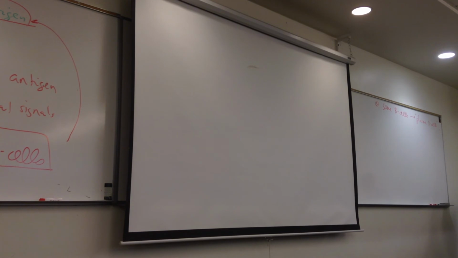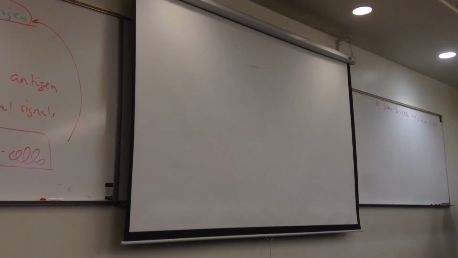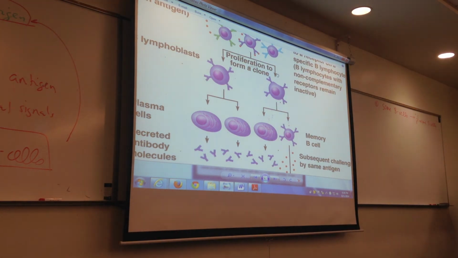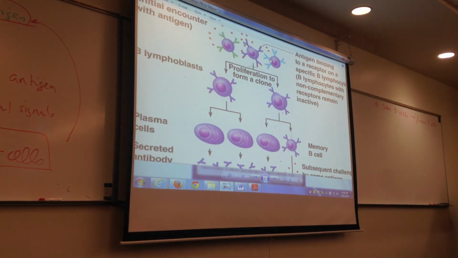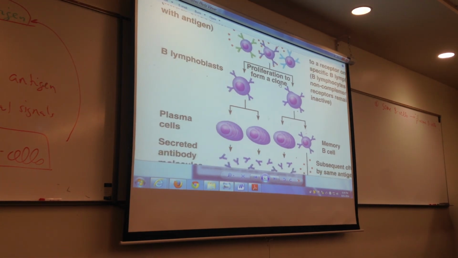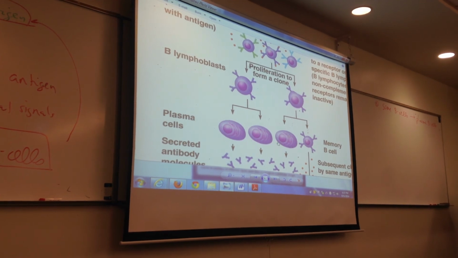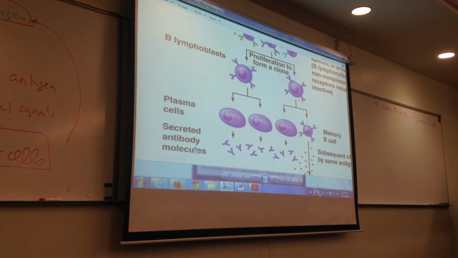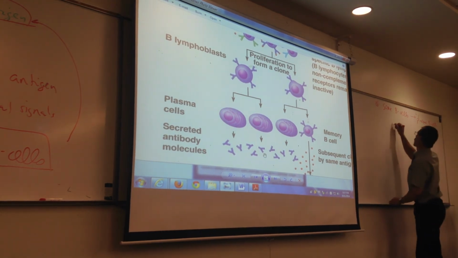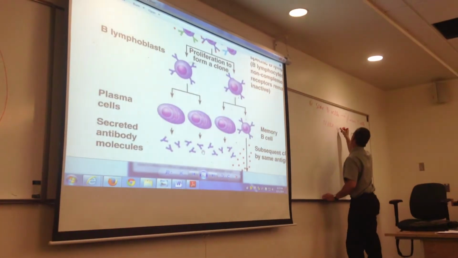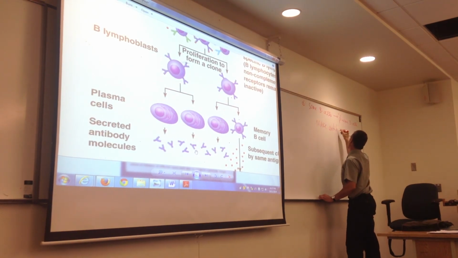Then I want you to look at what they're going to do. Here's a picture. So here are my B cells at the top. They got told by the helper T cell to clone or proliferate, reproduce. And some of those B cells become plasma cells, right here. And they're making something. What are they making? Antibodies. So plasma B cells make antibodies.